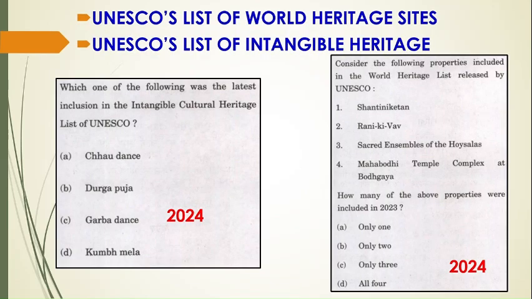Then you will have to cover UNESCO's list of World Heritage Sites and Intangible Heritage Sites. Both the questions were asked in 2024 prelims. So you will have to know the latest editions, how many sites there are, and in which states they are located. Even the intangible heritage list has things like Chhau dance, Durga Puja, so you need to know which state they relate to and their unique features. You will have to know a little bit.